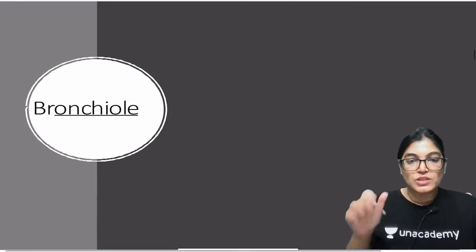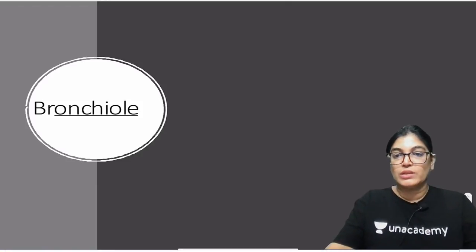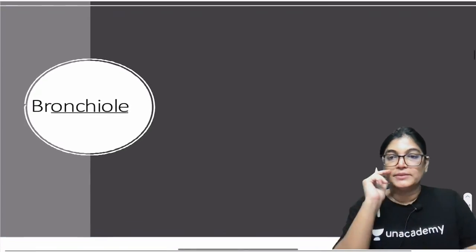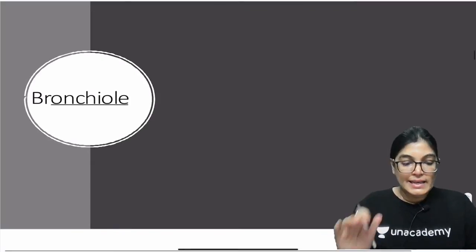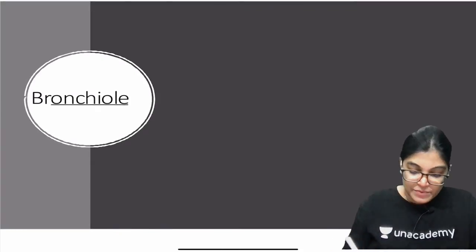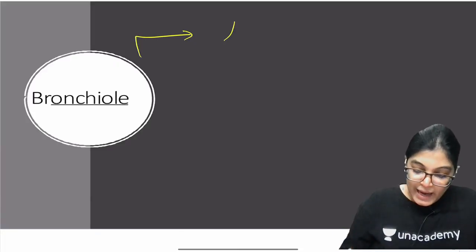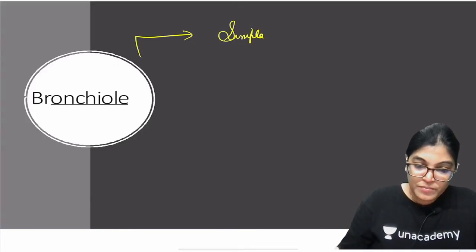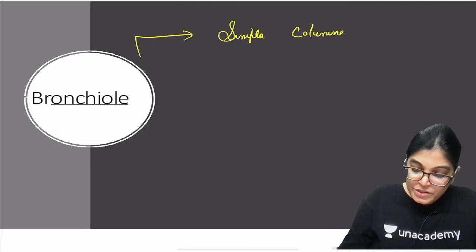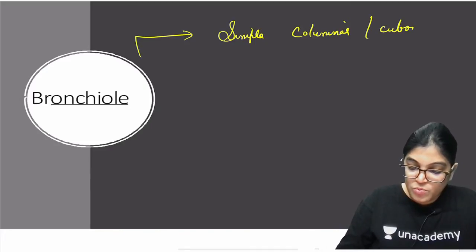mm. Now one more thing I just want to add in this case: in terminal bronchioles, the characteristic feature is that the lining epithelium is also decreased in height. So the lining epithelium is now reduced. It has become simple columnar or cuboidal epithelium.